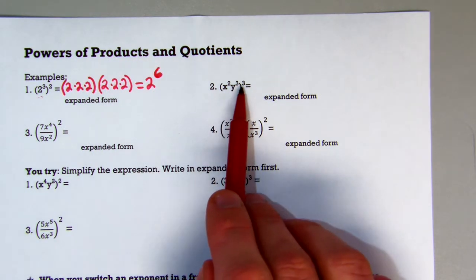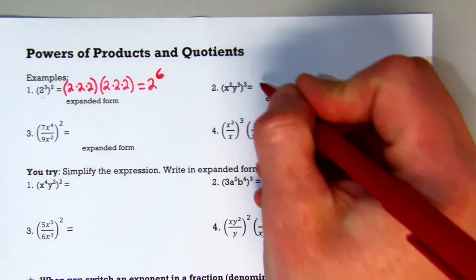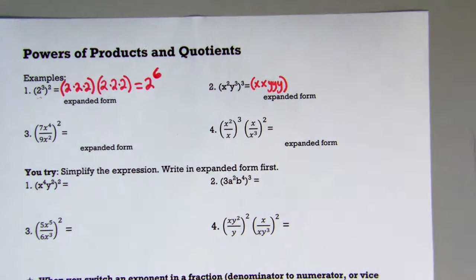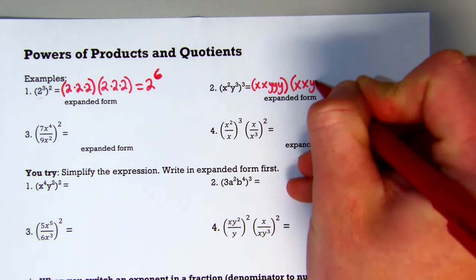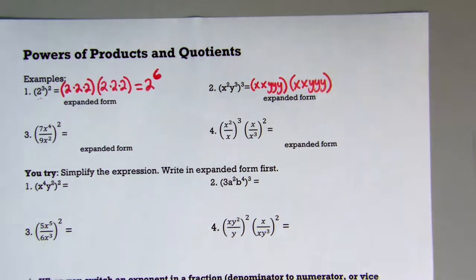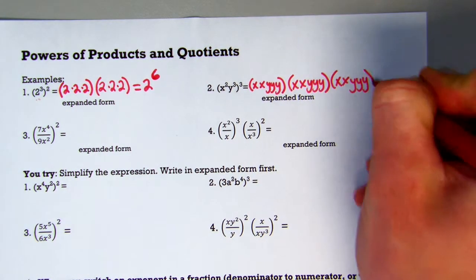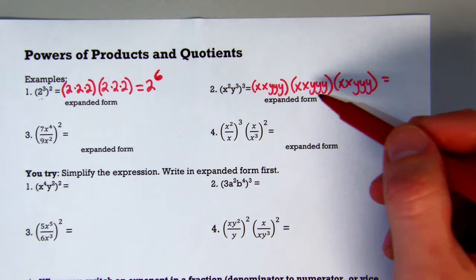Now I have x squared times y cubed, and then that is to the third power. So whatever's inside the parentheses, I'm going to do 3 times. So I have x times x times y times y times y. That's once. I'm going to do it twice: x times x times y times y times y. And my third time, x times x times y times y times y. There's my 3 times, because it's the third power.